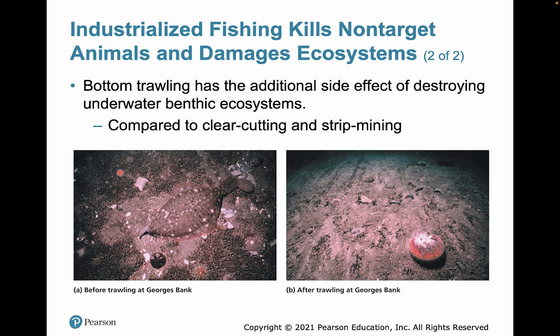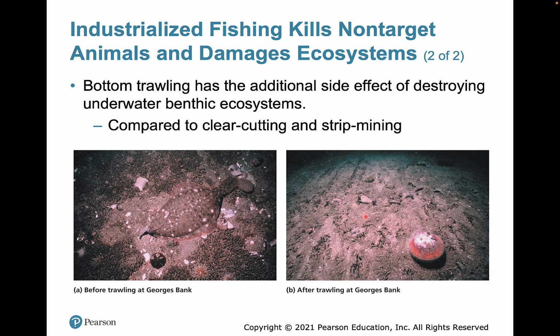Bottom trawling, there's the Georges Bank where they did bottom trawling for cod. Not only do you increase the bycatch, but you destroy these underwater benthic ecosystems. You've got the rock and the urchins and all these things living there, and you take this huge giant weighted net and you drag it across. Of course you're going to destroy it, okay? This is what trawling looks like, what the benthic area looks like after trawling. It is definitely extremely different.